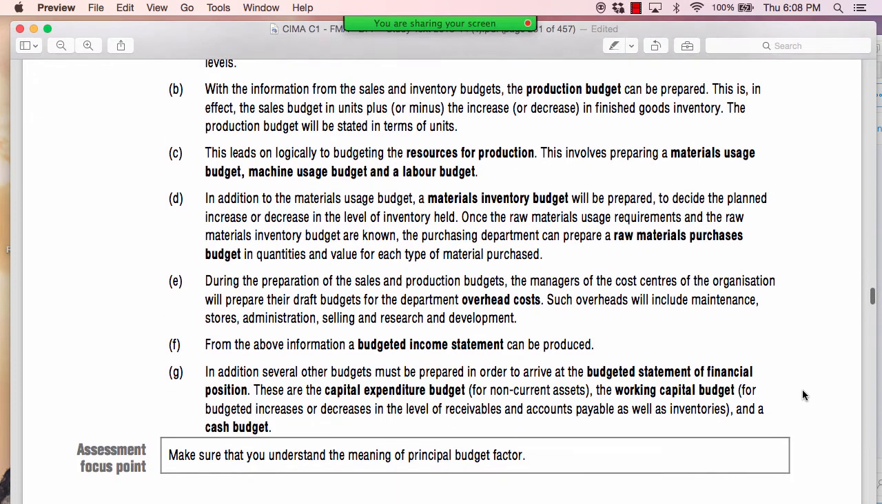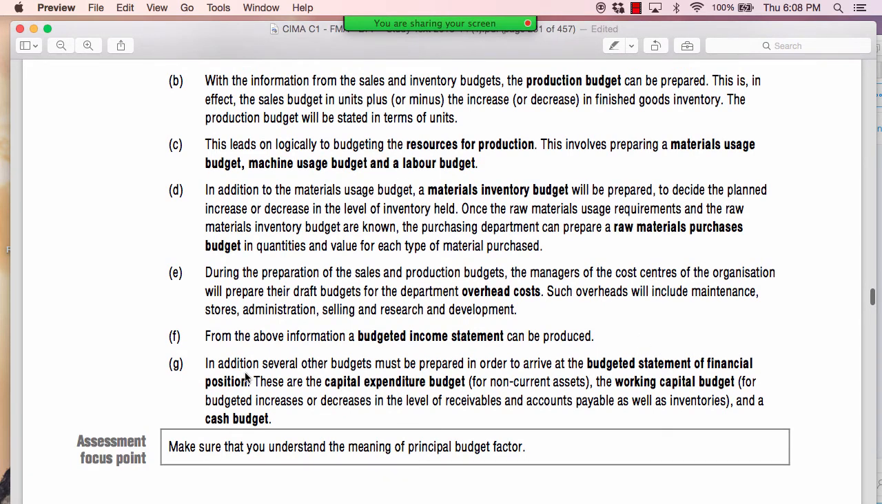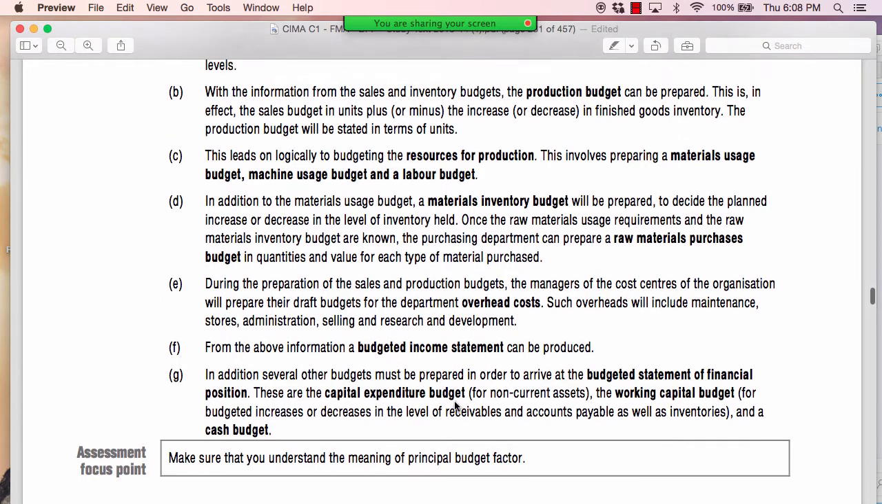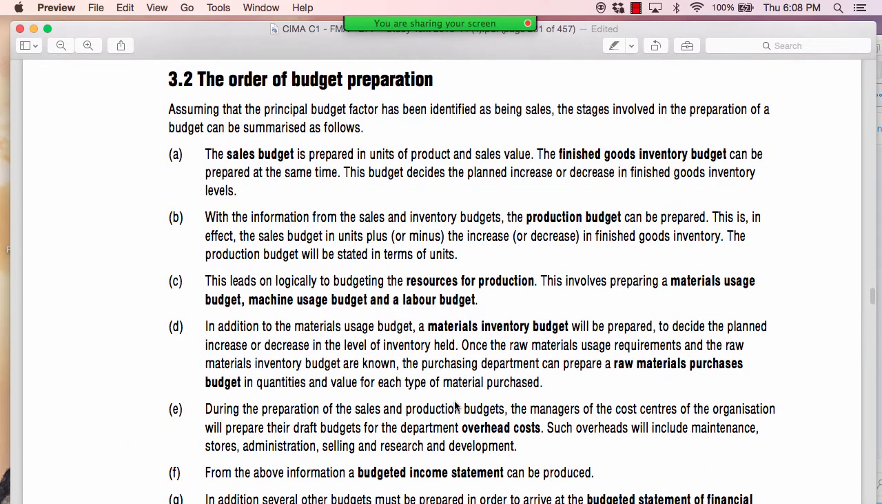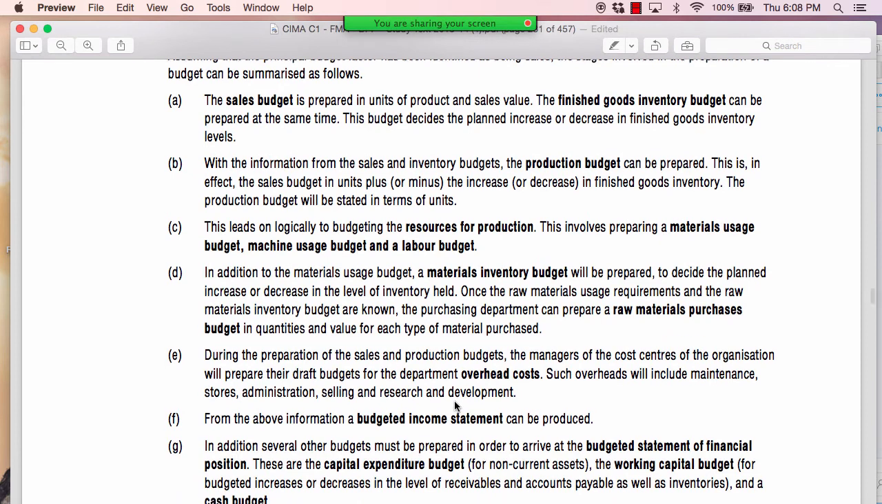Now, what is this last one? In addition, several other budgets must be prepared in order to arrive at the budgeted statement of financial position. These are the capital budget and the working capital budget. What's the capital budget? What is a capital budget?